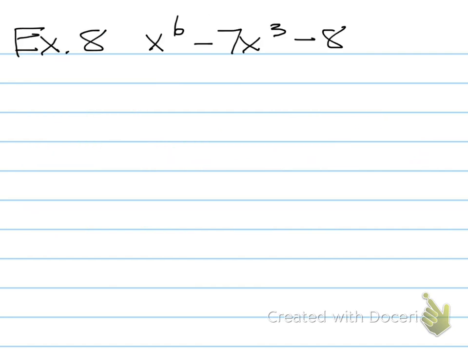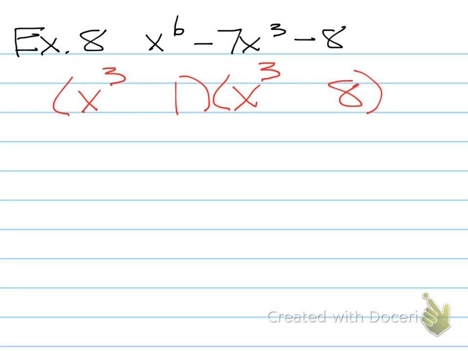And then lastly, we've got a trinomial. So first, it has a lead coefficient of 1. So we can go ahead and write out our parentheses. The only number that we can multiply by itself to get x to the 6 is x cubed. So that's going to be in the front of both parentheses. And then the two numbers that we multiply that will give us 8 and subtract to give us 7 would be 8 and 1.